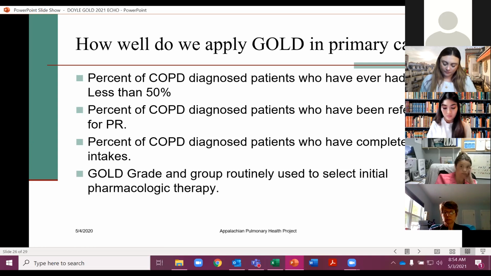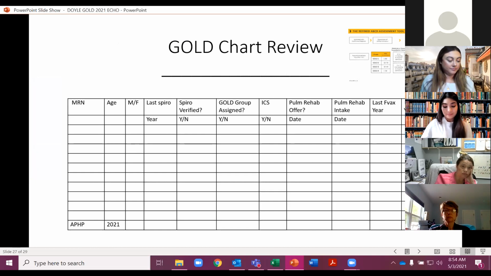And so what I've done is I've given you a form that you can use, and I'll email this to you. Next slide. This is the last slide. So here's a GOLD chart review form. And what you would do if you wanted to do this, and if we did this, we could pool our results and get a network-wide snapshot maybe once a year.